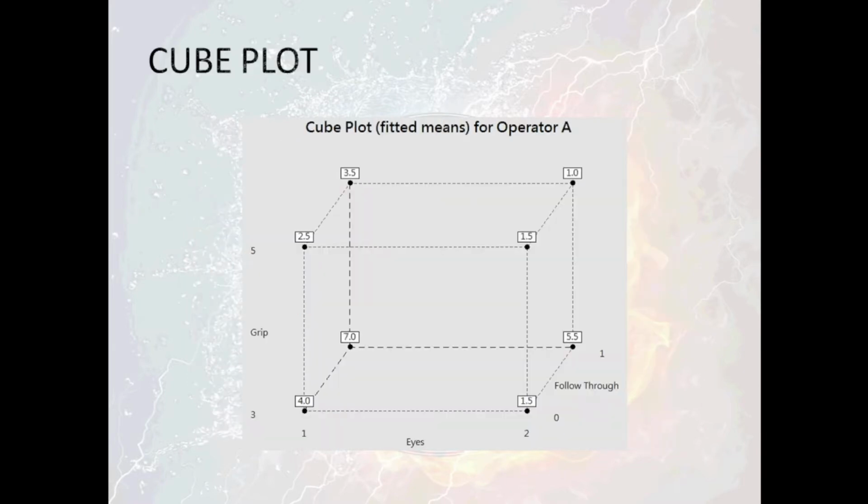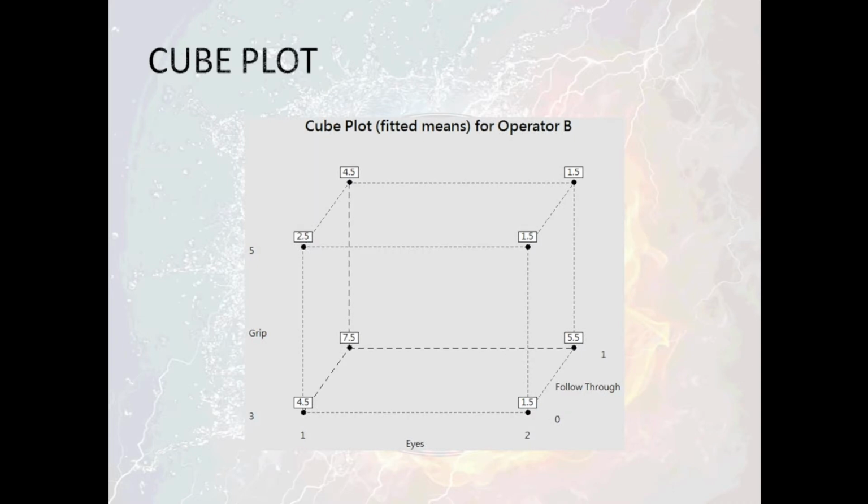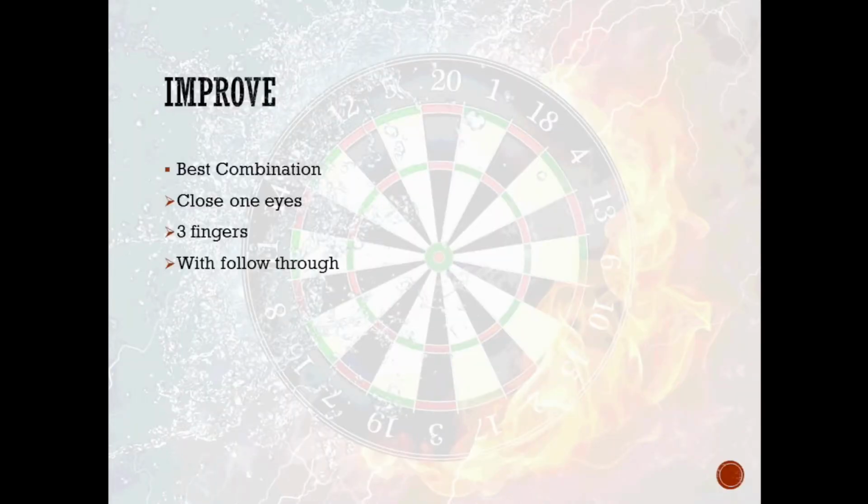In the cube plot, we can see that when the players play again with one eye open, 3 fingers, and with follow through, their hit rate is the highest. So, from the experiment, we can see that the best combination for the players is to close one eye with 3 fingers and play with the follow through.